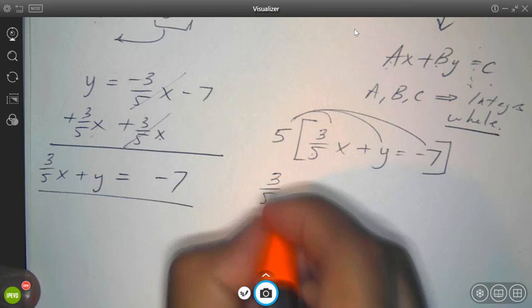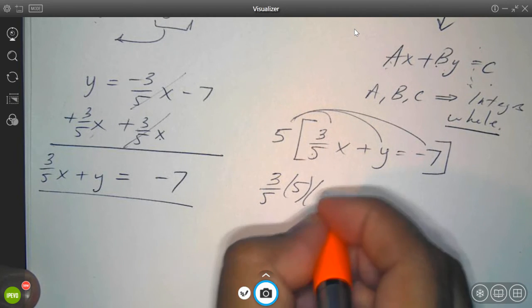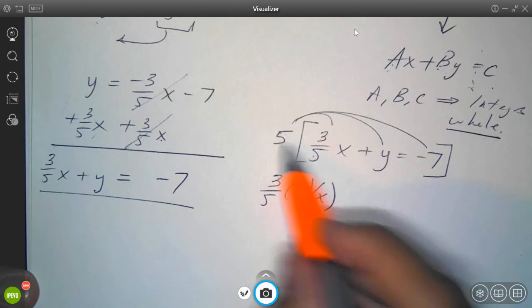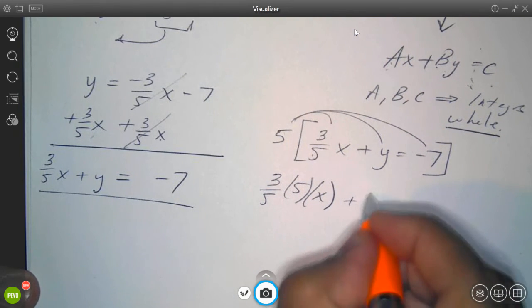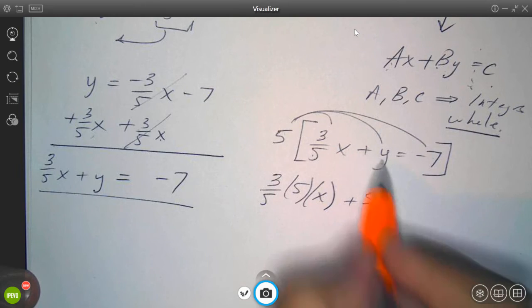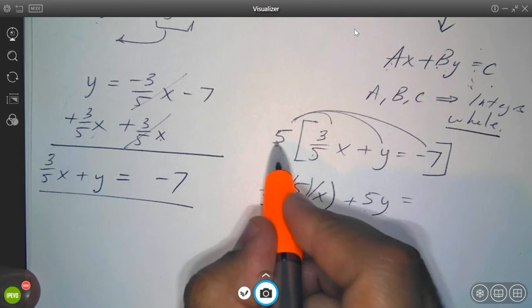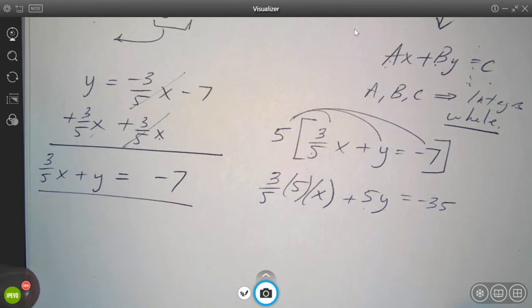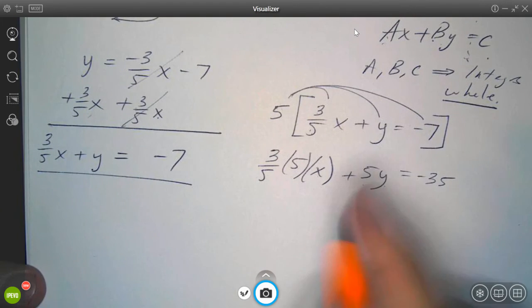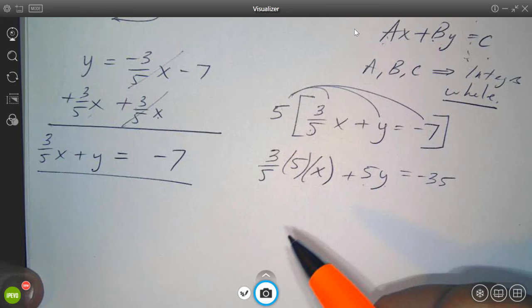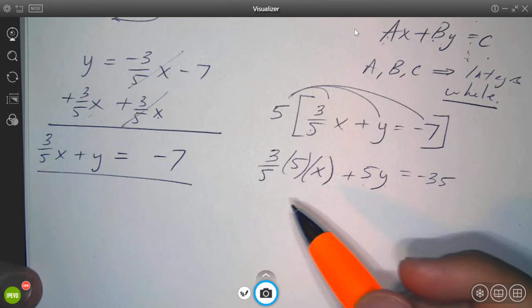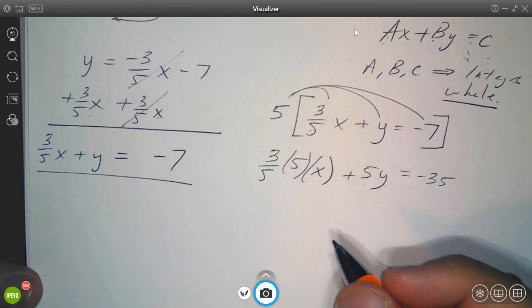So look, why am I doing this? Well, look, 3 fifths times 5 times x. That's what this is saying. 5 times 3 fifths times x. Plus 5 times y is 5y. And then 5 times a negative 7 is a negative 35. But again, I still don't see the point. Why are you doing this? Because we want to get rid of fractions. This was chapter 1 now. How do we get rid of fractions? We have to multiply every single term in the equation by that denominator.